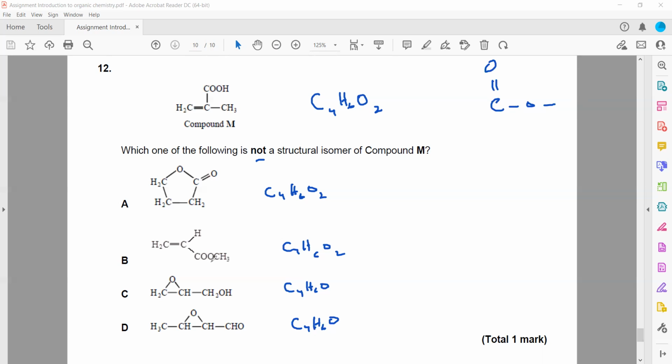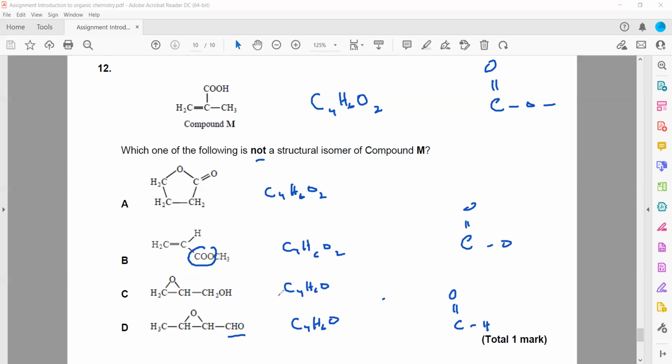When you check for this one, C double bonded with O is there. When you check this group, C double bonded with O and O, because this COO means C double bonded with O and O is there as well. When you check this compound, what does it contain? And what about this one, the aldehyde that is having C double bonded with O and H.